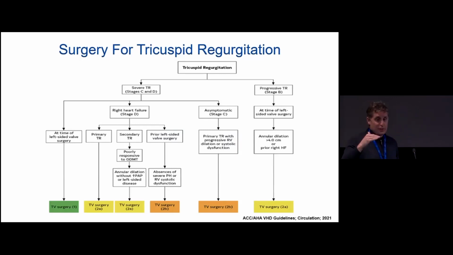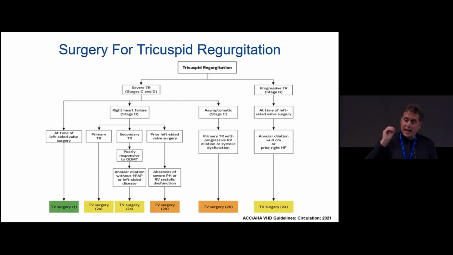We'll just spend 2 minutes to go through this, but this is surgery for patients with TR. This is severe TR, stage C or D, so either asymptomatic or symptomatic. And it's quite clear that if you have symptomatic stage D primary tricuspid regurgitation, we send them to surgery. Secondary, if they're poorly responsive to guideline-directed medical therapy and the annulus isn't too dilated, the PA pressure is not too high, we would send these patients to surgery.